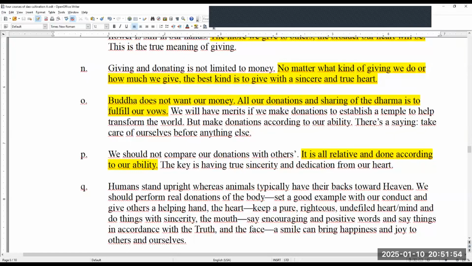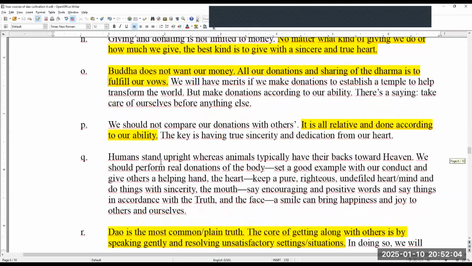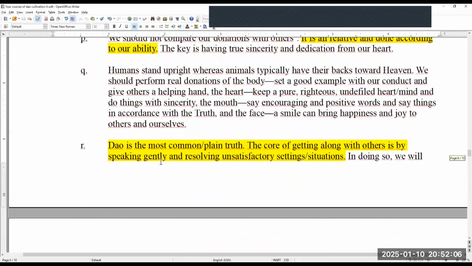And then of course it's all relative and done according to our ability. That's the idea of doing things within our means. That's an important aspect. That was the most common plain truth. The core of getting along with others is by speaking gently and resolving unsatisfactory settings and situations.